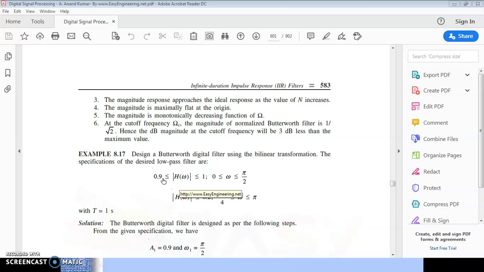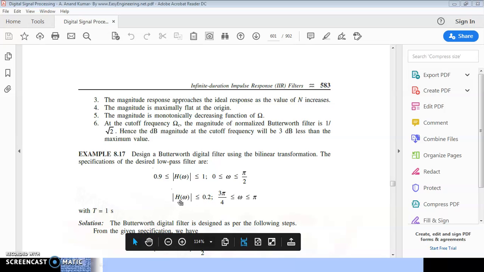So the specifications are, in the passband, 0.9 is less than or equal to mod of H of omega is less than or equal to 1, with the passband frequency pi by 2, and the stop band frequency response is given as mod of H of omega is less than or equal to 0.2 for 3 pi by 4 is less than or equal to omega is less than or equal to pi. So the passband and the stop band of the low pass filter is well mentioned over here, and here we have to use the sampling period T equal to 1 second.